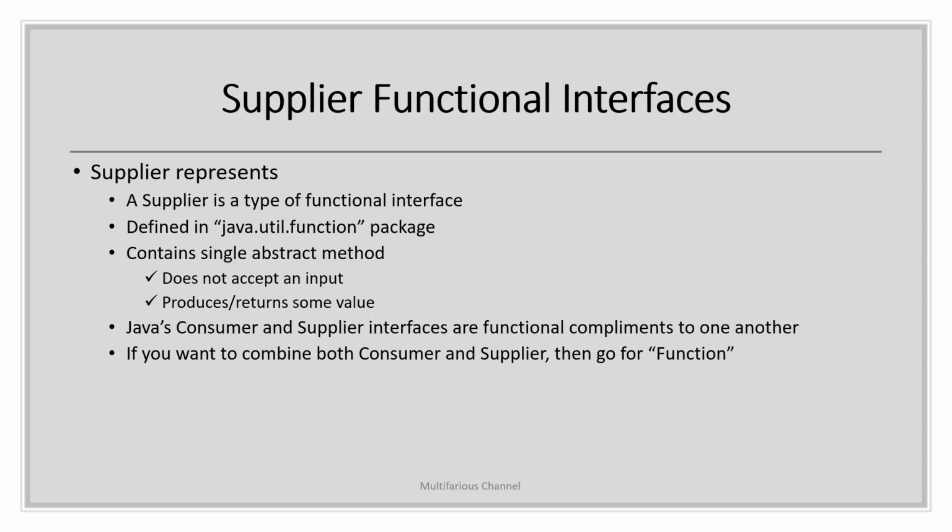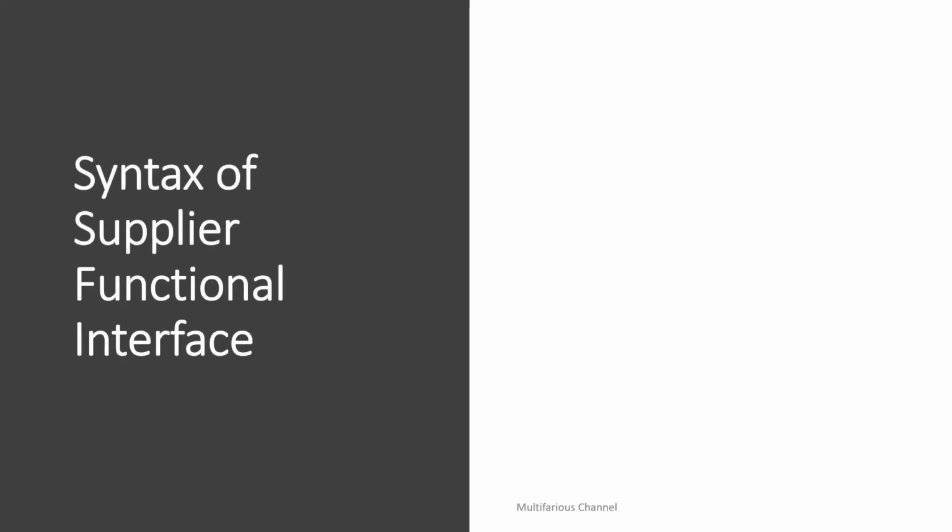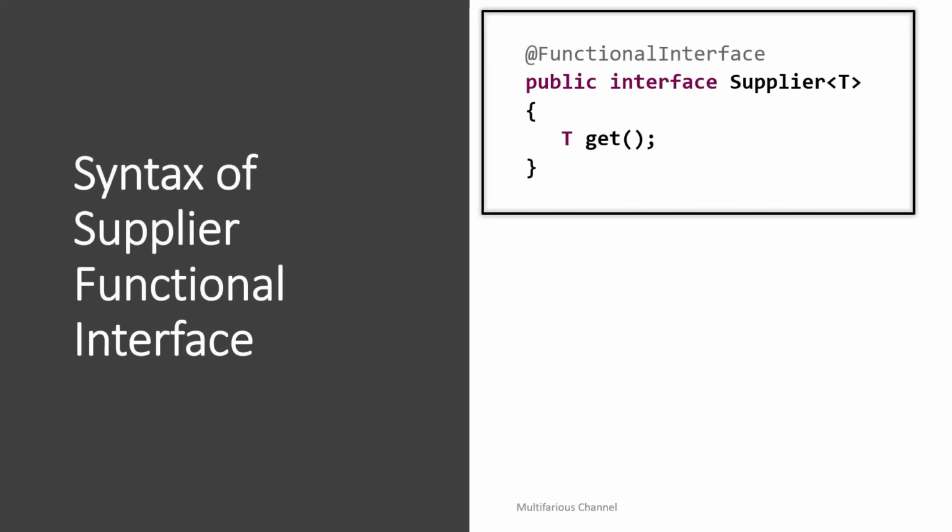Before we jump into a Java supplier interface example, it is a good idea that we refer to the Java doc in order to see how exactly the supplier API is designed in Java. So let's understand the syntax of supplier. A supplier in Java is defined like this. It is annotated with the @FunctionalInterface annotation. It contains only one abstract method, that is get. And notice that the get method does not take any input parameter.